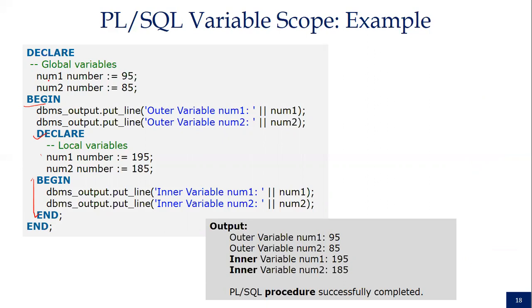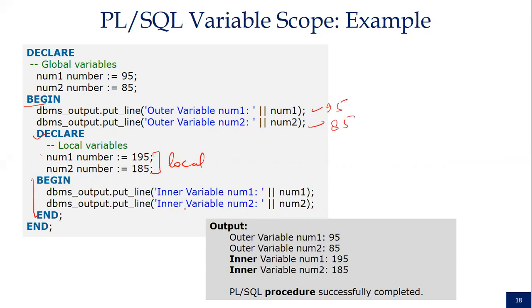Here you can see, if you have declared a variable here, it can be utilized inside this block as well as outside of this block. So the scope of these variables will be global, whereas the scope of these variables will be local. If you print these variables, number 1 of number type 95 and number 2 of number type 85, these two values will be printed. Here you will get 95 as output, and here you will get 85.